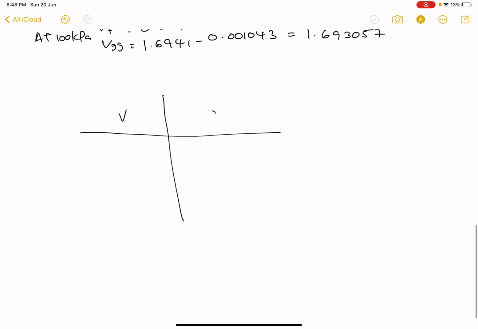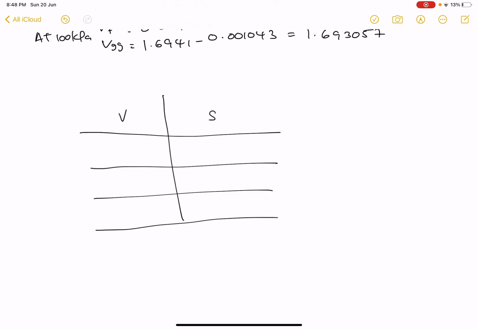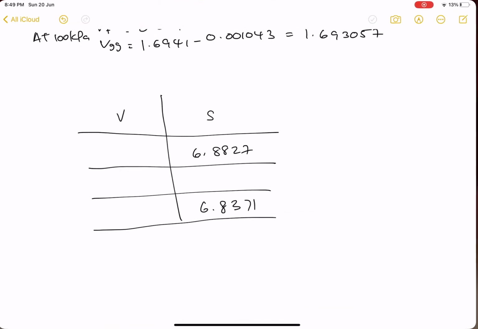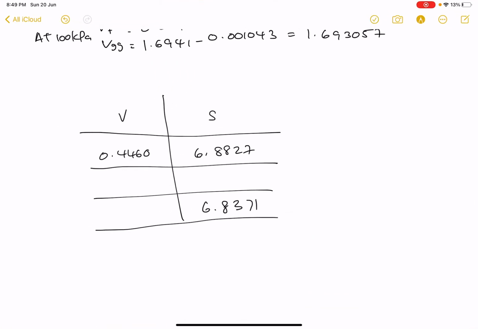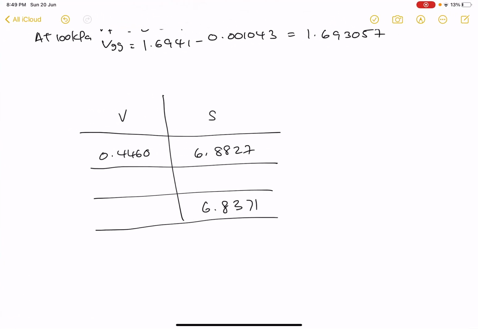So you will have it like this: this is v, this is S. You have 6.8827, 6.8371, the v 0.4460, 0.39248, and your v is 0.4243. So this is S2.